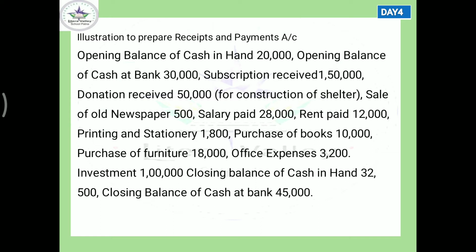Now, with the given information, we are going to prepare a receipt and payment account. So just see the question. Opening balance of cash in hand is given. Cash at bank is also there. Subscriptions received is there. Donation received 50,000. See in the bracket it is given for construction of shelter, means this type of donation. Yes, if you can remember how it will be treated.